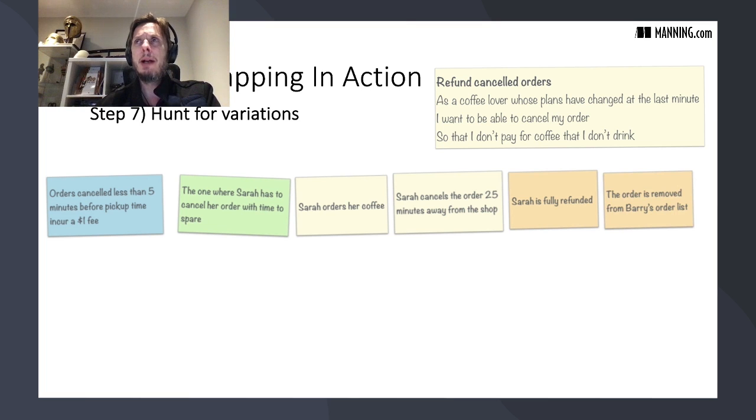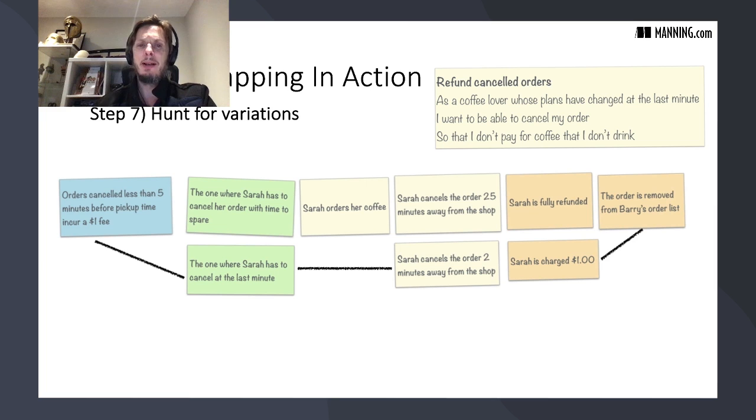So in this case, we might say, well, Sarah cancels her order 25 minutes away. What else could happen? Okay, we could say Sarah cancels her order 20 minutes away from the shop and Sarah gets fully refunded. But then we might say, well, that's a pretty boring outcome. That's exactly the same as the first one. We don't need to worry about it. But what if it's 2 minutes? If Sarah cancels the order 2 minutes from the shop, in that case, we have a different outcome. She's not fully refunded. She's charged $1.